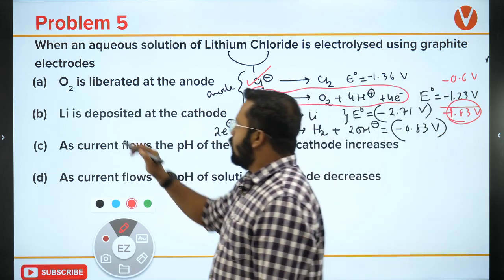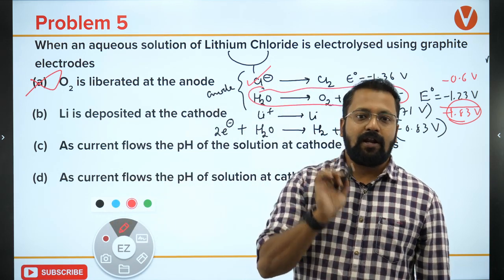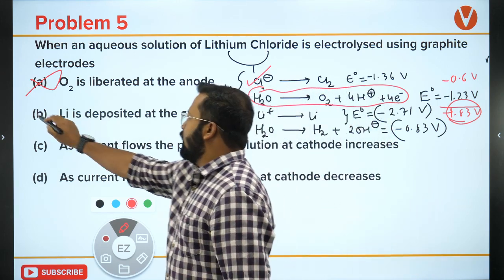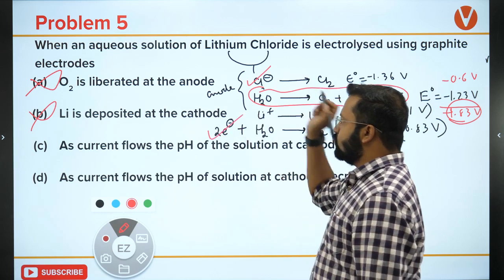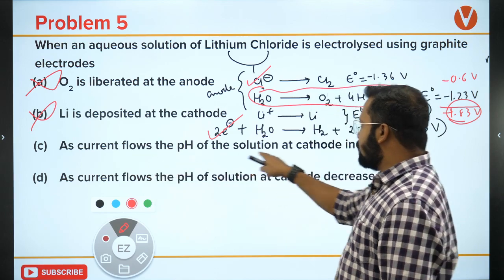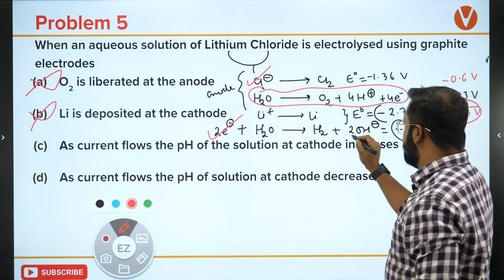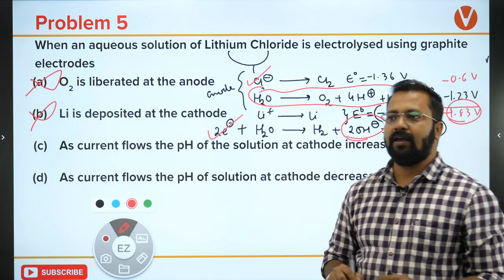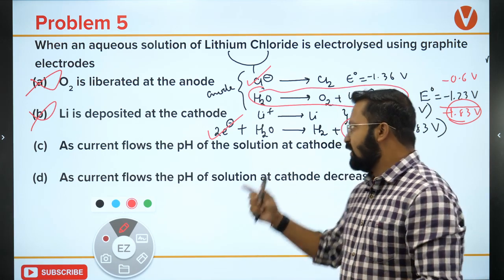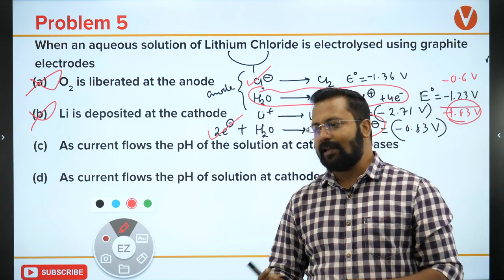So, oxygen is liberated at the anode: it is incorrect, due to the reason known as overpotential or overvoltage. Lithium is deposited at the cathode: no, this reaction happens at the cathode. As current flows through a solution, the pH of the solution at the cathode increases. Tell me, at the cathode, what is produced along with this reaction? OH minus is being produced. So if OH minus is being produced simultaneously at the cathode, will the pH increase or decrease? The pH will increase.